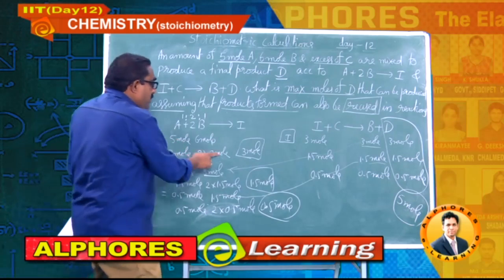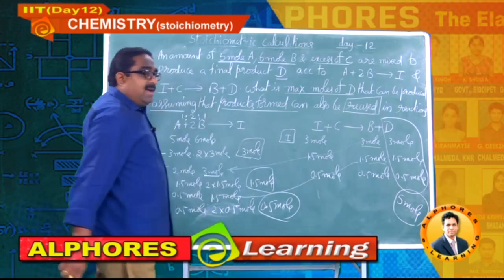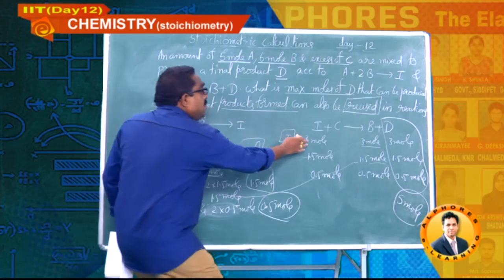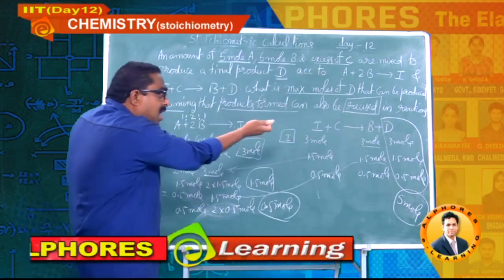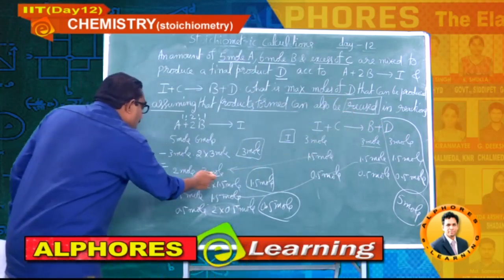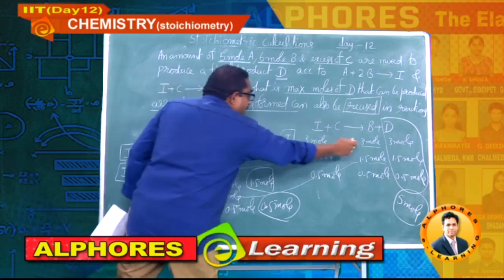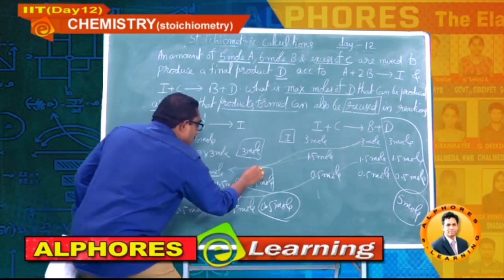3 mole, 2 into 3, 1 is to 2 is to 1. So I obtained as 3 mole. 1 mole gives 1 mole, 1 mole, 3 mole gives 3 mole, 3 mole. Again B is formed which can be reused. So I got that 3 mole here. I got that 3 mole here.